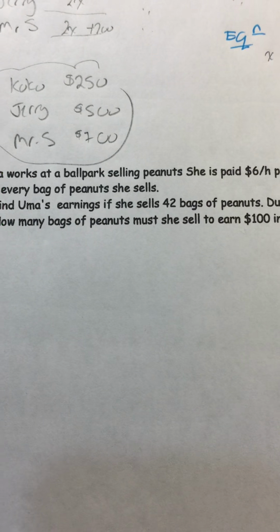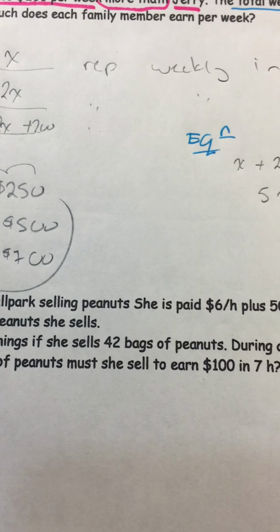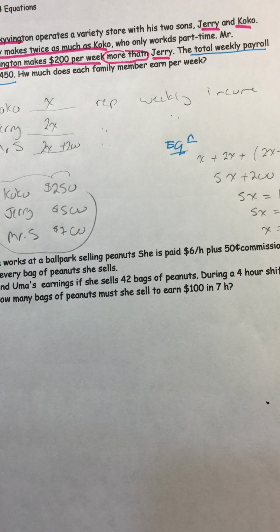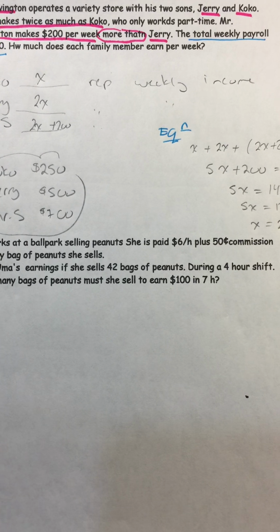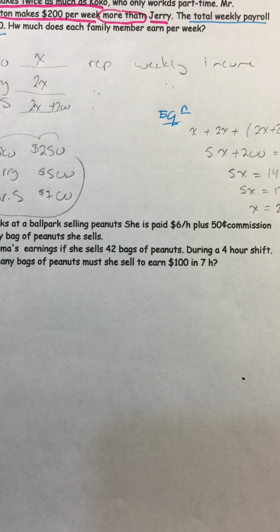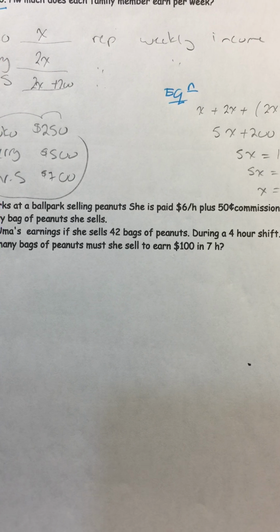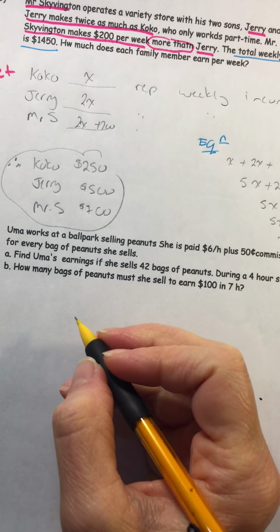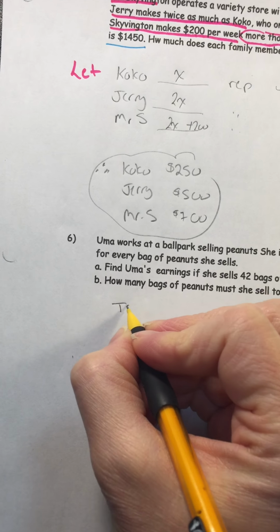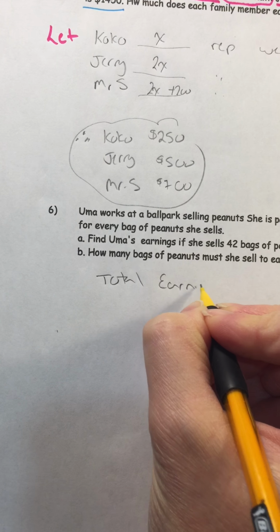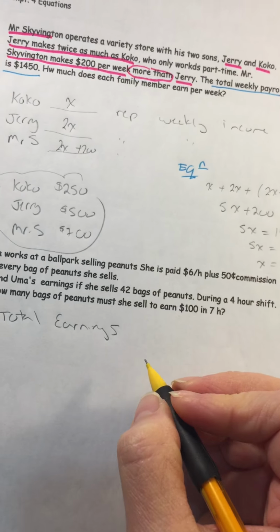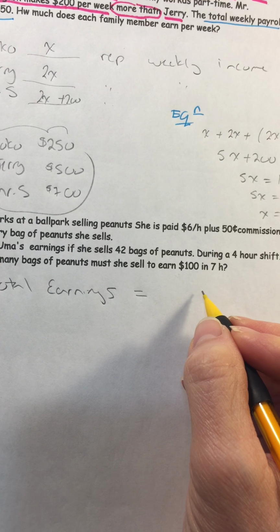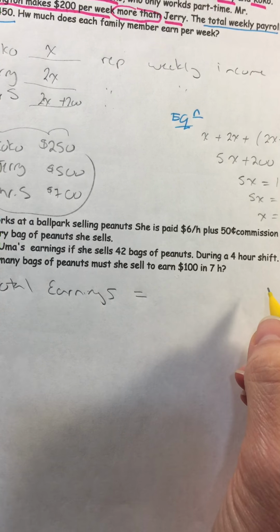Okay, last one. This one's a bit different than the others. Uma works at a ballpark selling peanuts. She's paid $6 an hour plus 50 cents commission for every bag of peanuts that she sells. So that means she's earning an hourly wage, but she's also earning money a different way. She's going to earn 50 cents every time she sells a bag of peanuts. So I'm going to say her total earnings, because there's two ways she's earning money, is determined by two things: the number of hours she works and how many peanuts she sells.